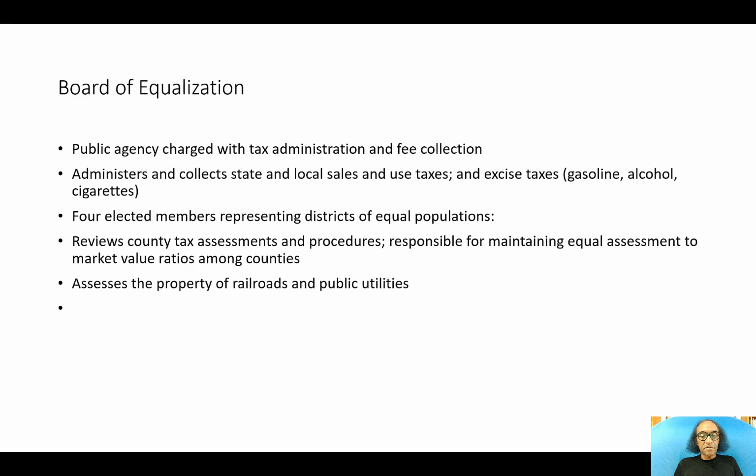There are 4 elected members representing districts of equal populations in the state. In addition to collecting taxes, the Board of Equalization reviews county tax assessments and procedures, and is responsible for maintaining equal assessment to market value ratios among counties, and so tries to create some degree of homogeneity in the tax structure throughout the state. It also assesses the property of railroads and public utilities.